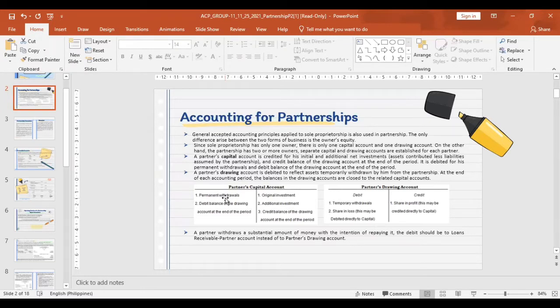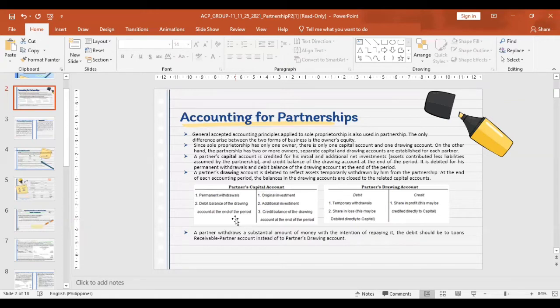And then, meron din tayong debit balance of a drawing account at the end of the period. So, meron kasing mga account na temporary na withdraw lang nila, then babayaran din nila. Pero if hindi nila nabayaran yun, tapos mag-close na yung statement niyo, i-debit yun kasi less din yun sa account niya. So, syempre, yung mga investment niya, i-credit yun kasi credit account naman yung capital. So, yung original investment niya, yung additional investment, the credit balance of the drawing account at the end of the period. So, yung partner's drawing account naman, syempre, yung temporary withdrawals niya, yun yung sinasabi ko sa inyo.